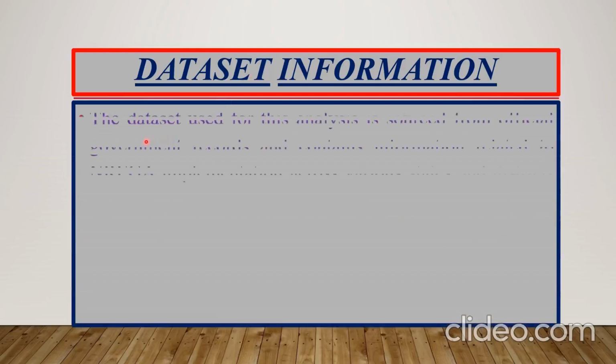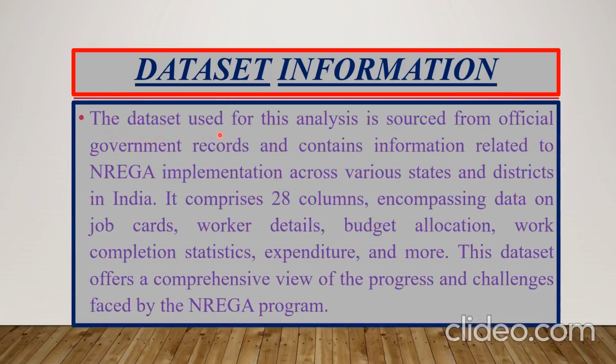Then dataset information. The dataset used for this analysis is sourced from official government records and contains information related to NREGA implementation across various states and districts in India. It comprises 28 columns encompassing data on job cards, worker details, budget allocation, work completion statistics, expenditure, and more. This dataset offers a comprehensive view of progress and challenges faced by the NREGA program.